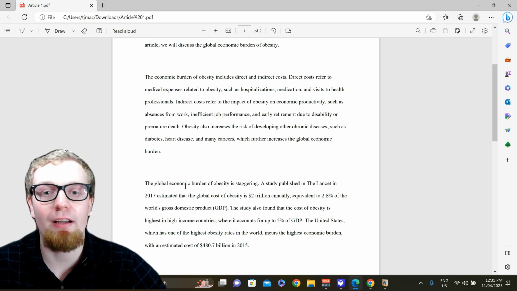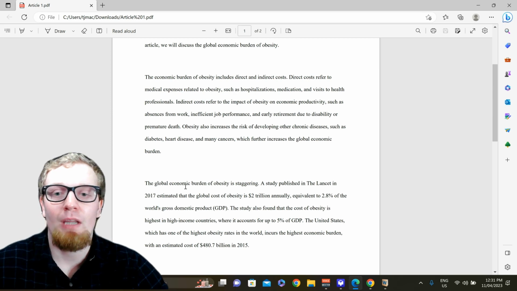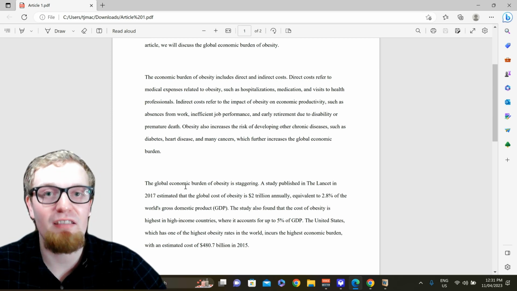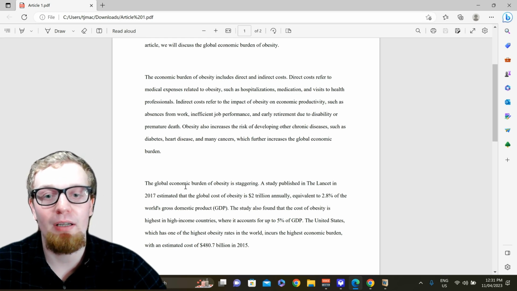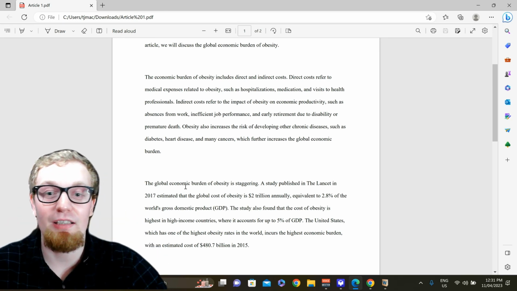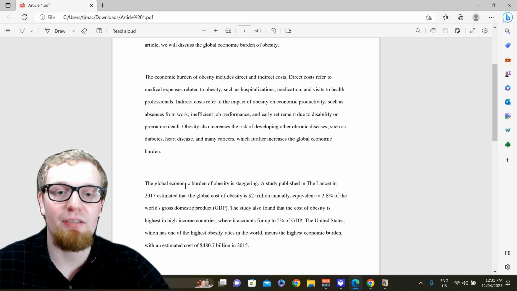But there are also indirect costs, which refer to the impact of obesity on economic productivity, such as absences from work because you're too sick to work. The disease is affecting your ability to perform, so inefficient job performance. When you're dealing with all these symptoms of disease, it's quite difficult. Your cognition's going to be affected, your ability to get around at work, you're going to be a little bit more inefficient, right?